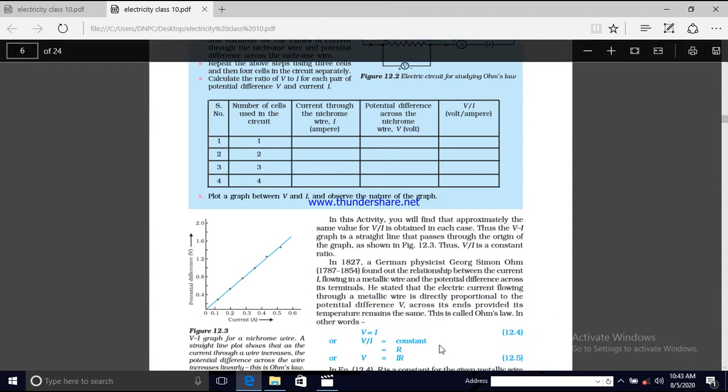Very simple. The current flowing in the circuit will be directly proportional to the potential difference, or V is directly proportional to I. We have already seen that as you increase the potential difference, the current also increases. That is called a direct relationship, directly proportional. As you increase the potential difference, the current also increases in the circuit.